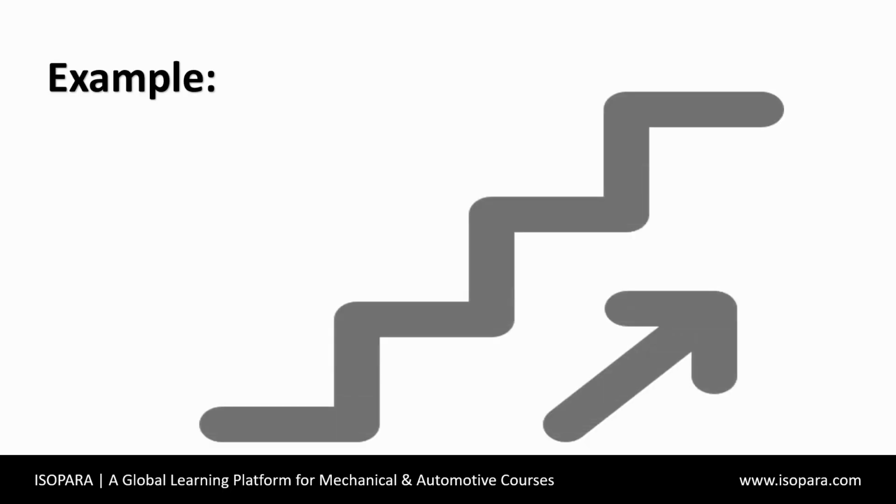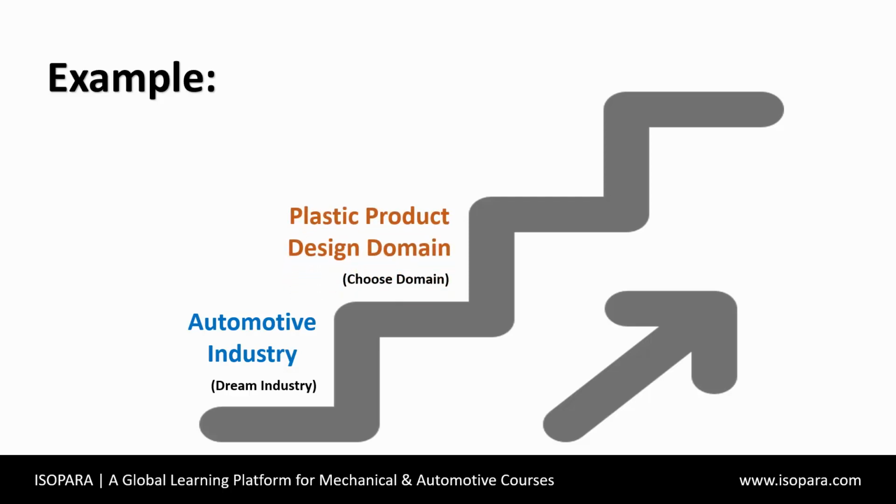Now, let's take an example. Select your dream industry, that is, step 1. Let's consider your dream industry is the automotive industry. Now, choose a domain, that is, step 2. Let's consider this as you want to make a career in the plastic product design domain. Now, the last is the software used, that is, CATIA and UGNX. Hence, you found which software is used in that domain in that industry type.